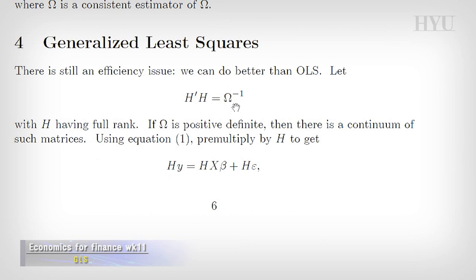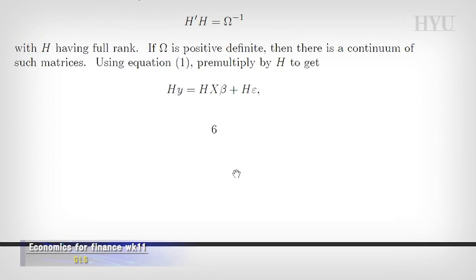So suppose there is still an efficiency issue and we can do better than OLS, and H prime H is some omega inverse. And with H having full rank, one usual method is to do Cholesky decomposition. We already saw that. So suppose you can find some matrix H such that H prime H looks like this. If omega is positive definite, there are a lot of ways to construct this kind of matrix. This is not difficult.